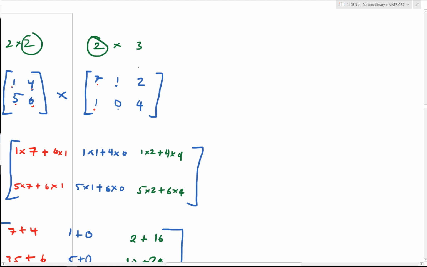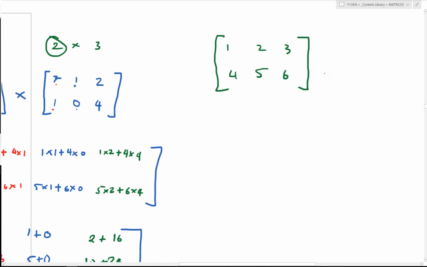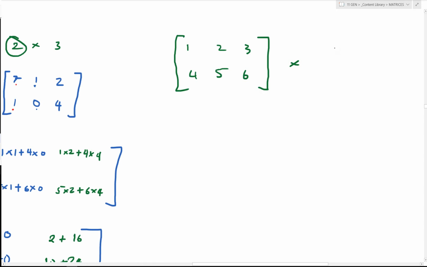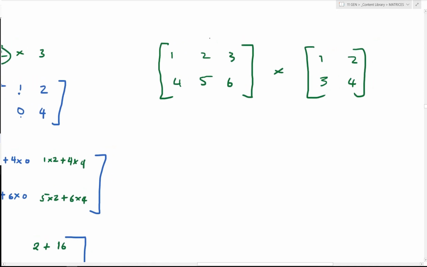Let's flip this around actually. Let's say you have a 2 by 3 matrix, so 1, 2, 3, 4, 5, 6, and then you multiply that with, let's say, just a 2 by 2. So 1, 2, 3, 4. Okay, so there's my matrix. Let's write the order down for each one. This is a 2 by 3, and this is a 2 by 2.